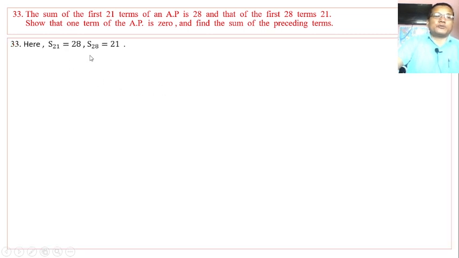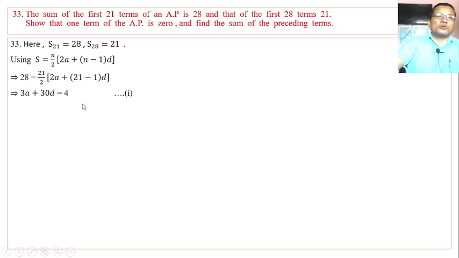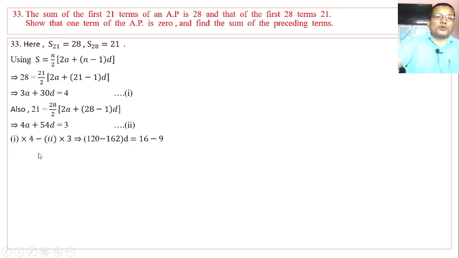S21 is 28, S28 is 21. These two are given. Using this formula, we put S as 28 and n as 21, and we get an equation in A and D. Assuming S28 equal to 21, we get another equation in A and D. Equation 1 and equation 2 are simultaneous equations in two unknowns, so we solve them. Multiplying equation 1 by 4 and equation 2 by 3, we eliminate A. Solving for D, the value of D is minus 1 by 6.